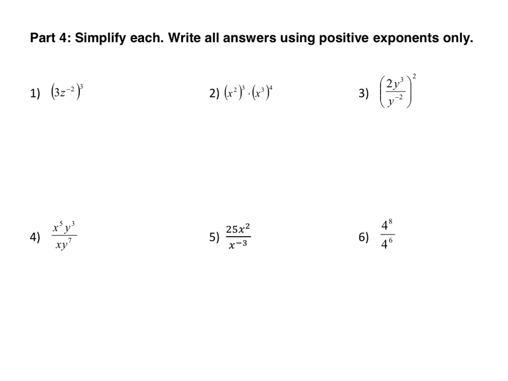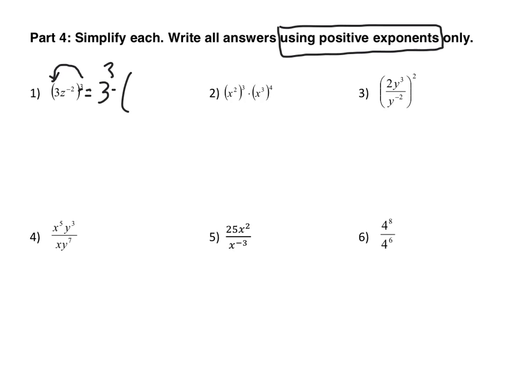Now on this last page we were using laws of exponents again, but I wanted you to write your answers using positive exponents only. So in number 1, you have an exponent of 3 here. Most common mistake is kids did not apply that exponent of 3 to the 3 in the parentheses. So let's rewrite this as 3 to the 3rd power times z to the negative 2 power raised to the 3rd power.